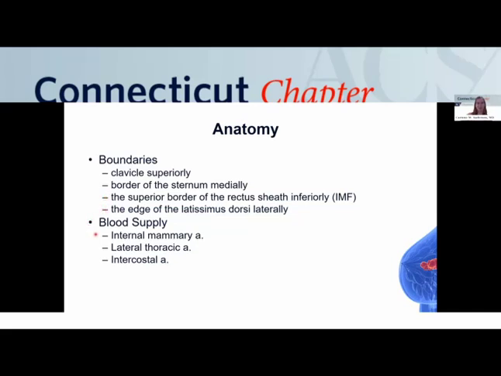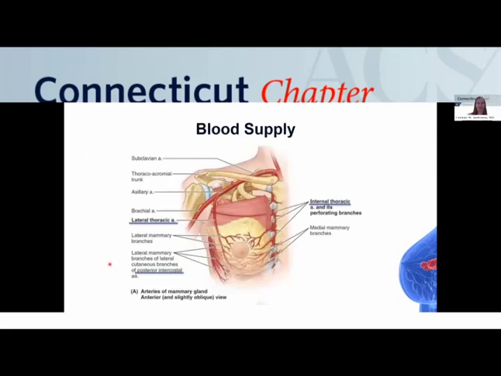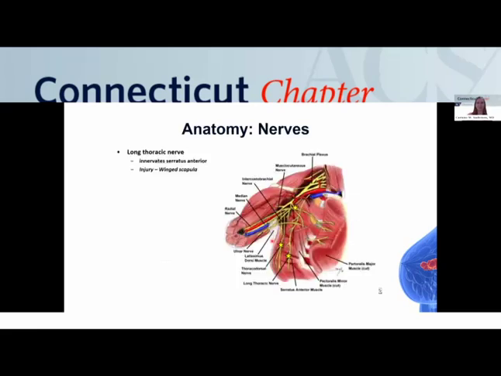Main blood supply to the breast: internal mammary artery, lateral thoracic artery, and some intercostal artery branches as well. Those are detailed here. You guys have done mastectomies. You've run into these always in the same place. Nerves, very high yield for the ABSITE.